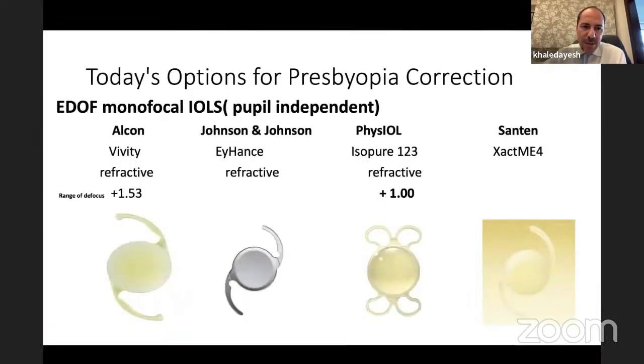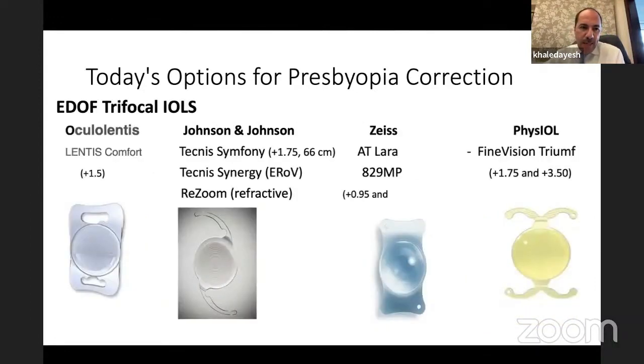And then came the EDOF technology. We have EDOF monofocal IOLs. These are pupil independent lenses, like the Vivity from Alcon. It's a refractive lens. We have the Eyhance from Johnson & Johnson. We have the EyePure from Physiol, and we have the X-Acme 4 from Santen. And we have also EDOF trifocal IOLs, like the Oculentis from Lentis.